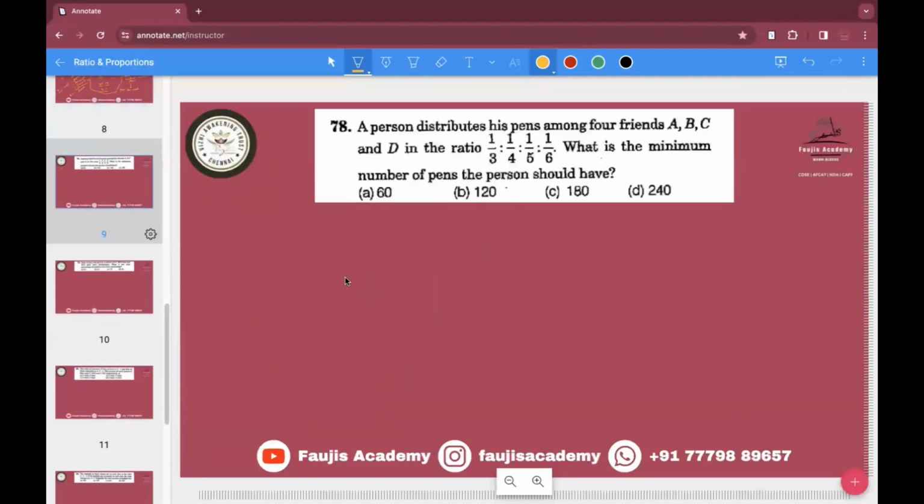Tell me. A person distributes his pens among 4 friends A, B, C, D in the ratio 1:3, 1:4, 1:5, and 1:6. What is the minimum number of pens the person should have? The pens cannot be 1.5, right? You have to find it, you have to make it a whole number. How will you make it? Come on, guys. Just an easy one. Easy peasy, very easy.